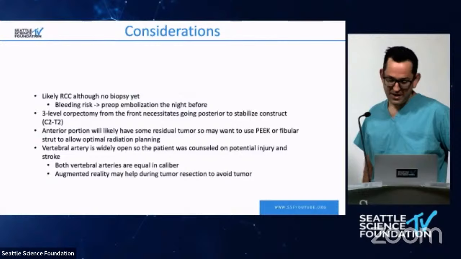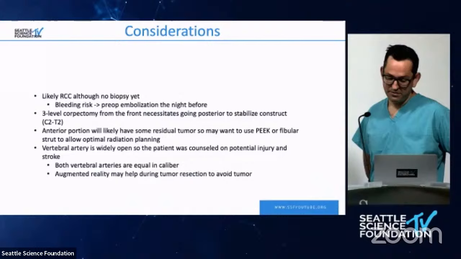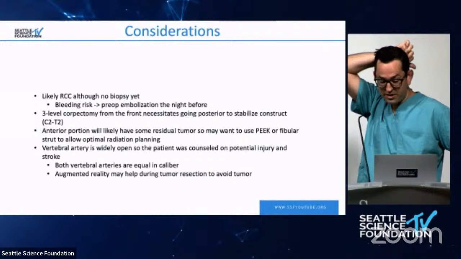So with that, you're probably going to want to use something that's not highly dense metal, which would cause more scatter artifact when you're doing your radiation. So something like, I suppose, PEEK or probably fibular strut would be best. And know the vertebral artery anatomy very well, and knowing that there could be a potential injury, talk to the patient about what could happen if you dissect it, cause a stroke or a bleed as well.